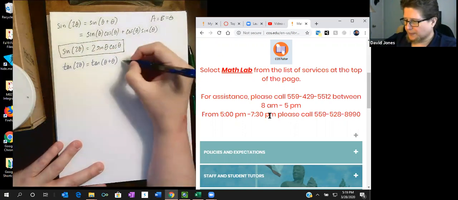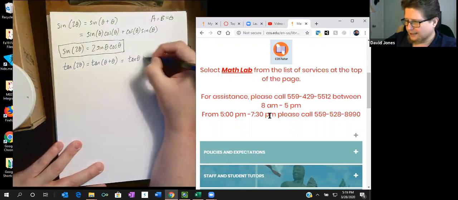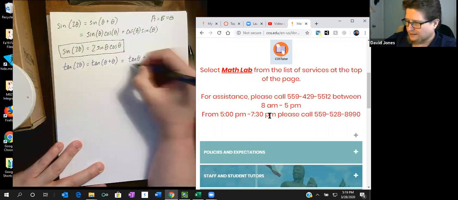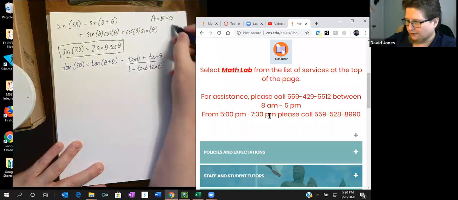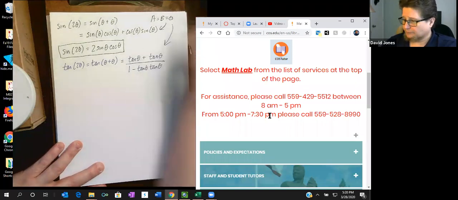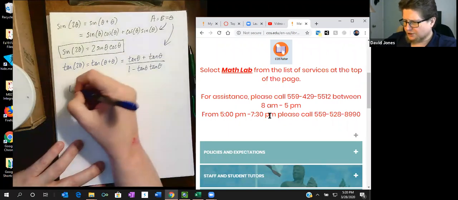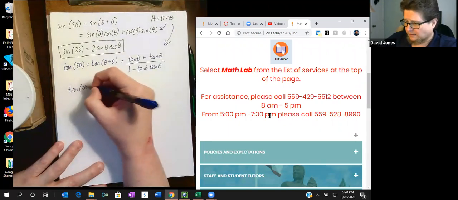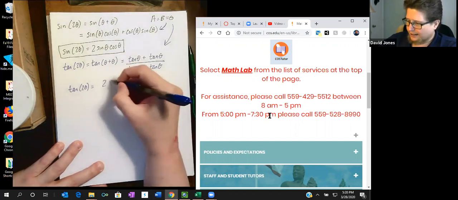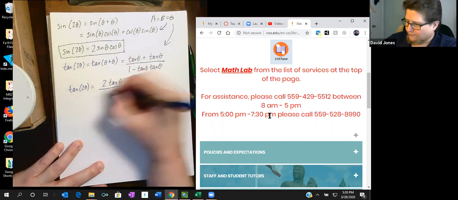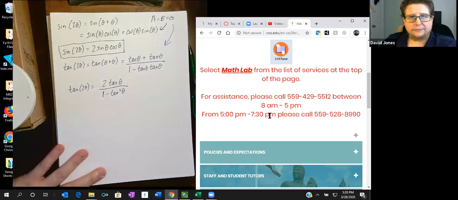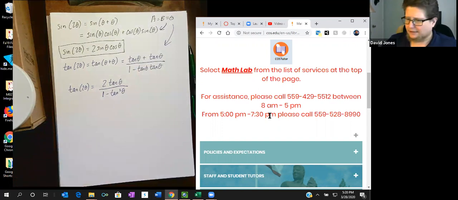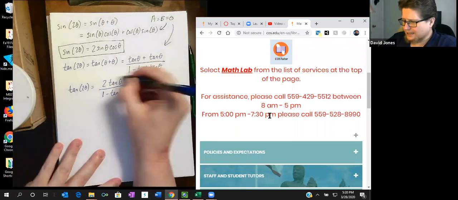And what does that equal? That's tangent of theta plus tangent of theta over 1 minus tangent theta tangent theta, because A and B are again both theta. So tangent of 2 theta is 2 tangent theta over 1 minus tangent squared theta. So that's our tangent one.